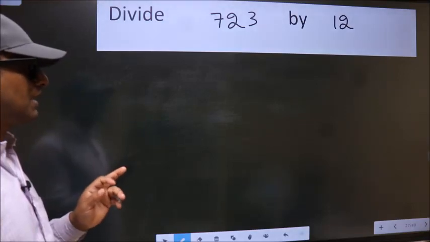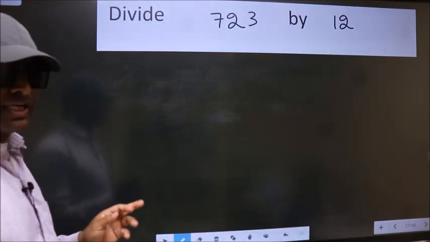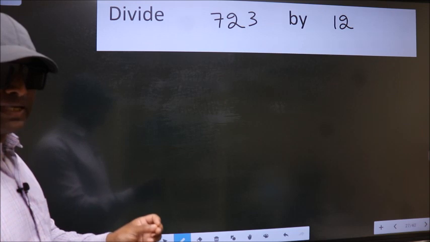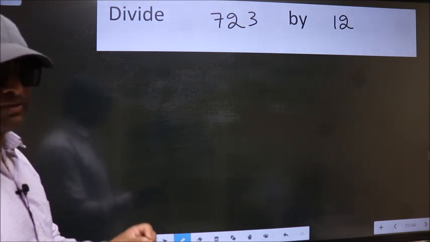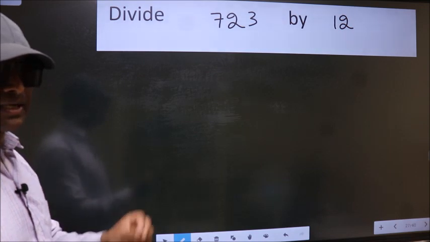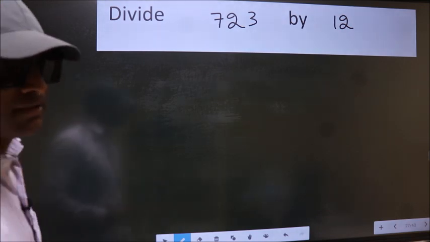Divide 723 by 12. While doing this division, many do this mistake. What is the mistake that they do? I will let you know. But before that, we should frame it in this way.